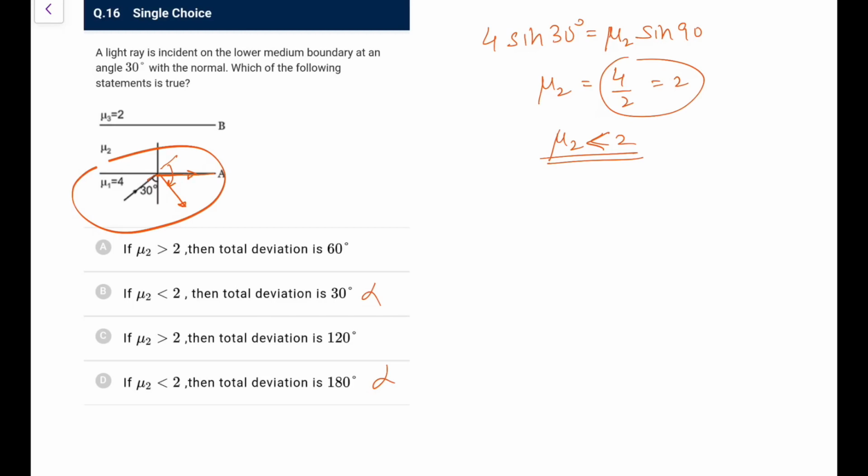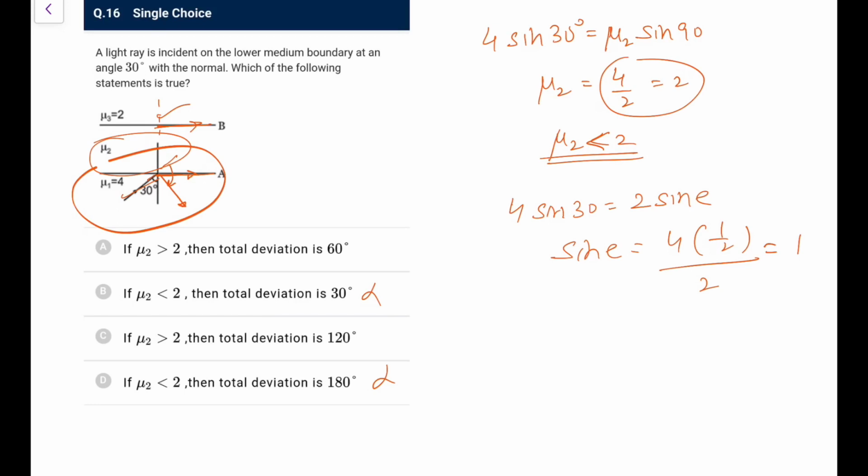Now for mu2 greater than 2, what will we have? Now the deviation won't depend on mu2, it will depend only on 4 and 2. What I can write: 4 sine 30 would be equal to 2 sine emergence. So sine emergence comes out as 4 sine 30, that is 1 by 2, into 2, that comes out as 1. That means sine theta is 1, so the emergence angle would be like this.